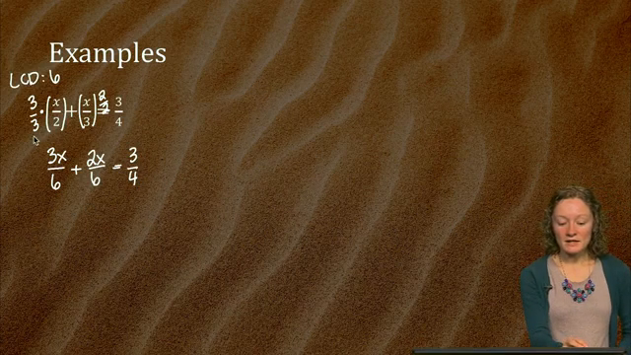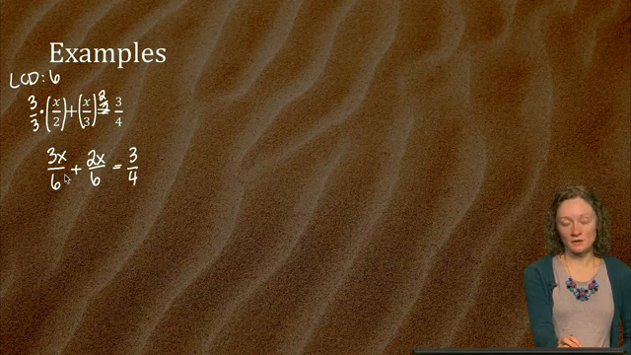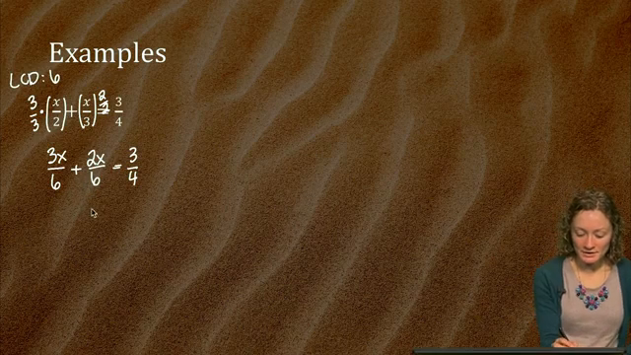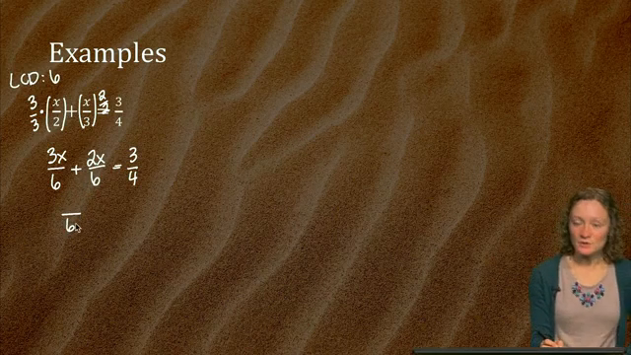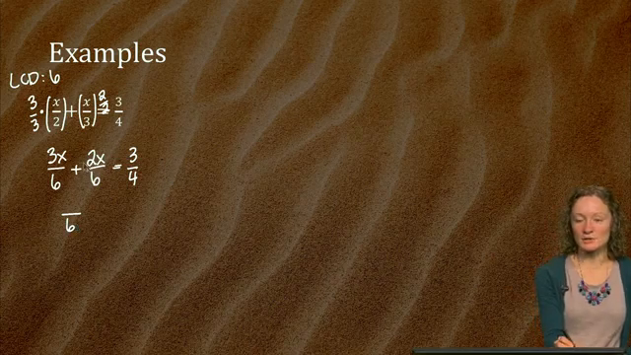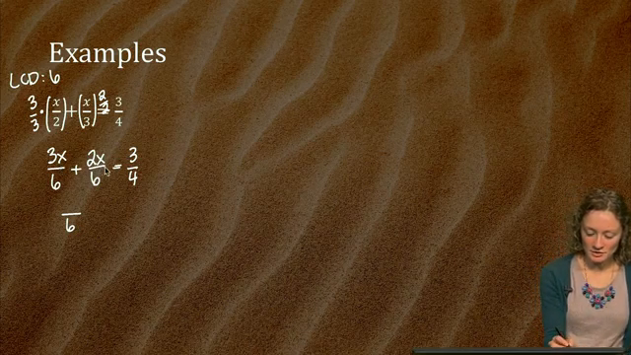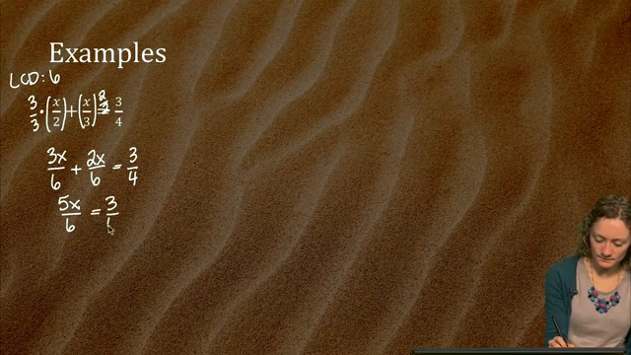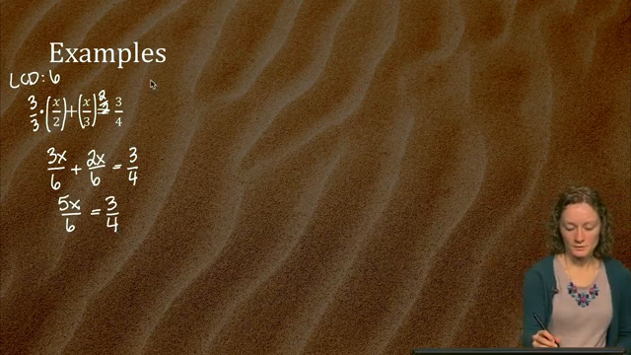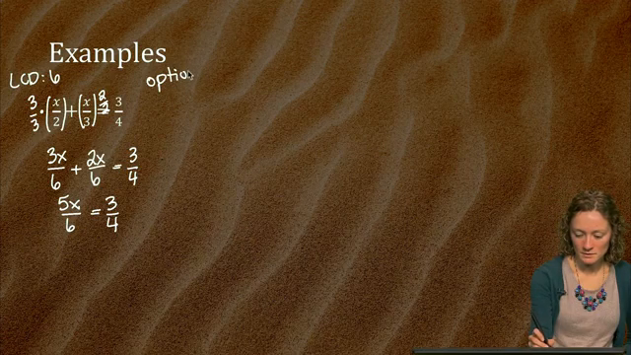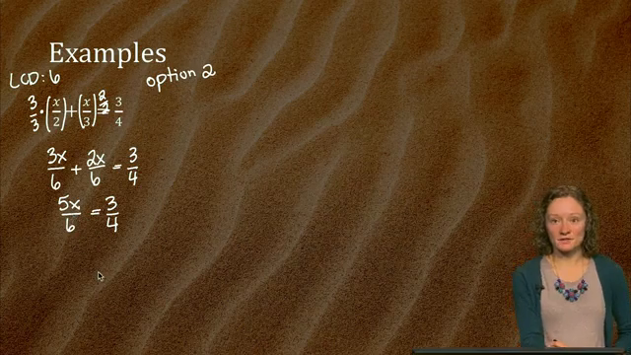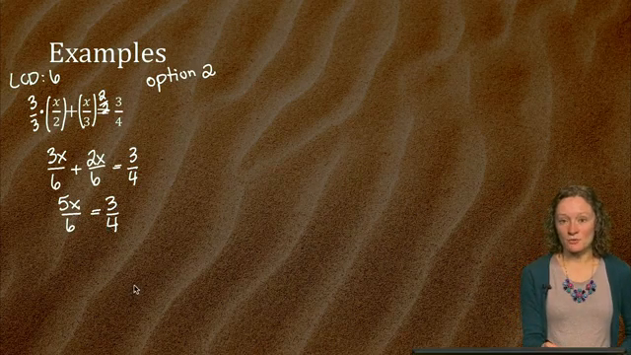And remember, we found a least common denominator and converted so that we could add these 2 things together, combine the like terms. When you combine like terms, their denominator remains the same, and you just add or subtract the numerators. 3x plus 2x is 5x. This is option 2. Okay, so now we have 5x over 6 equals 3/4.